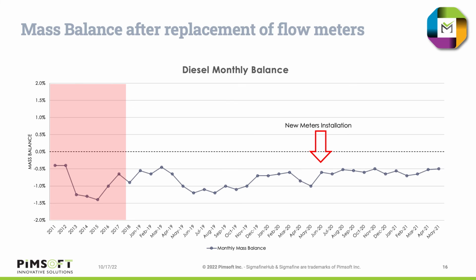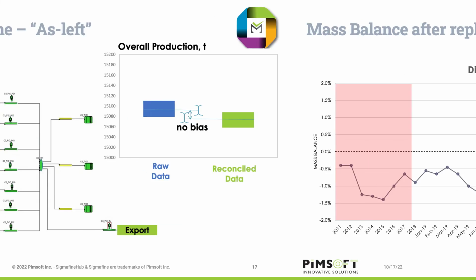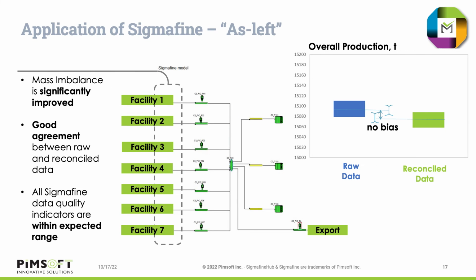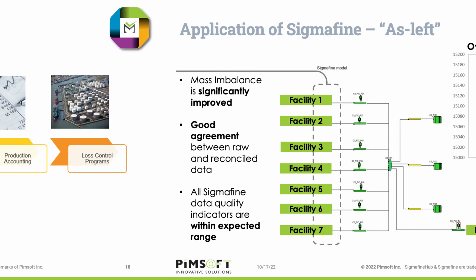As you see from the mass balance trend, there is a significant improvement in the imbalance figures after the installation of the new meters, with the reduction of the monthly imbalance from minus 1.5% to around minus 0.5%. After implementing the recommendations, we see clearly that the bias between the raw data and the reconciled data almost diminished, and the Sigmafine data quality indicators are within the expected range.